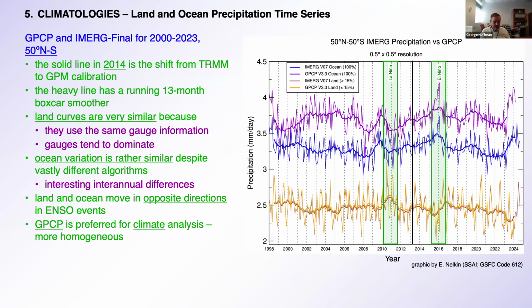So we really need gauges, and the global gauge assembly is in a continuing state of collapse. We have to keep going back to the data providers and say, no, we really need the gauges. Please send the gauges. Okay, now I'm done. Thanks.